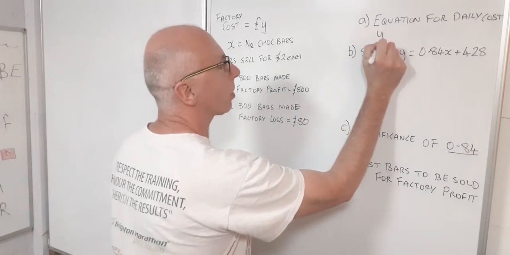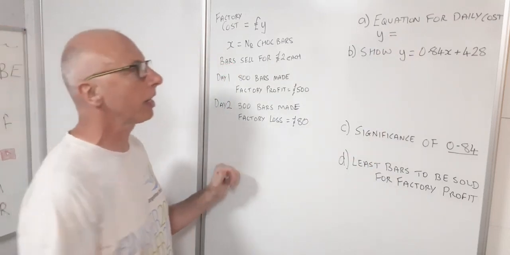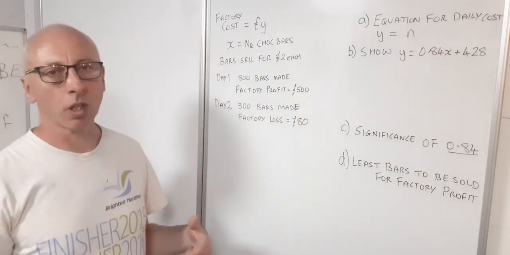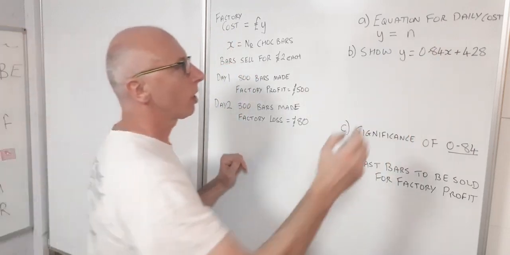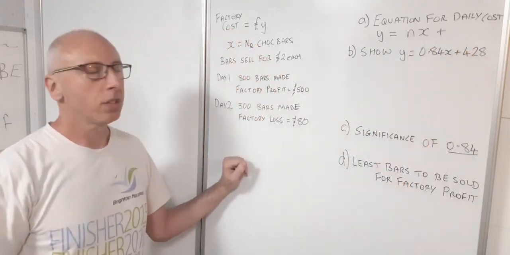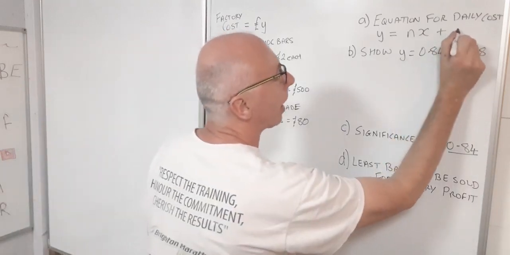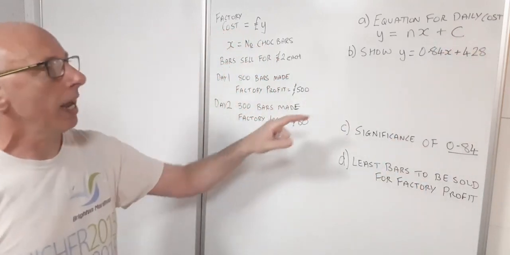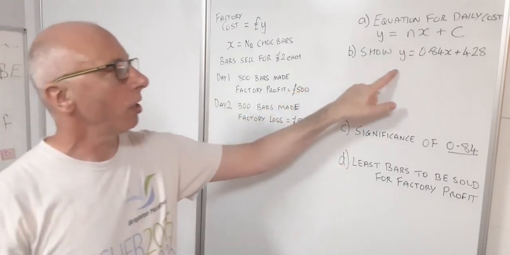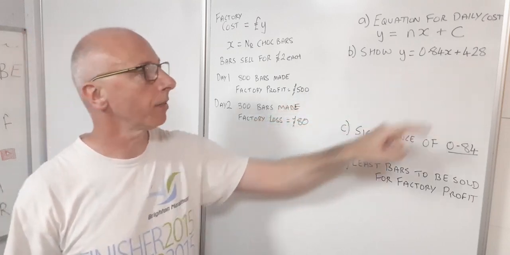Well, factory cost is Y pounds, and then there'll be some amount of chocolate bars that they make, which will be N. And the cost of making each one of those chocolate bars would be some value. So I'm going to call that N times X, and then a standard cost of just running the factory, for having the heating on and the lighting on and so on, that will just be C. Now I've used N there, you could use K, you could use A, whatever letter you like. Now we want to show that this is the cost, Y equals 0.84X plus 428.